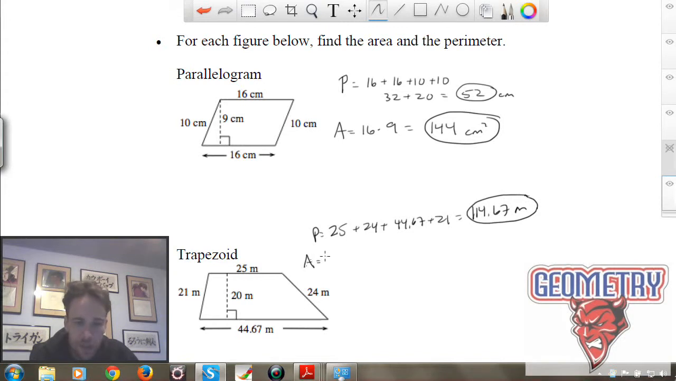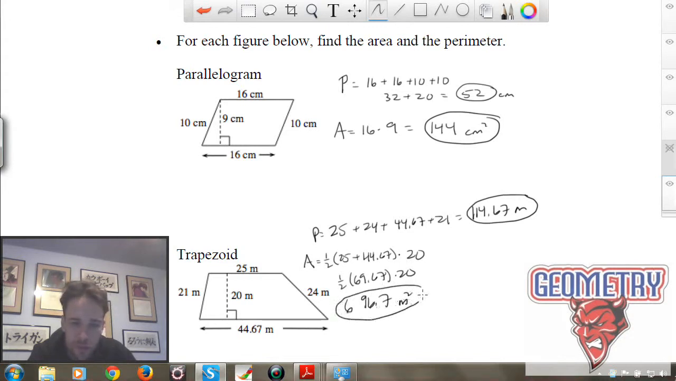And the area for a trapezoid is 1/2 the sum of the bases, so 25 plus 44.67, times the height, which is 20 there. So let's add the bases together: 25 plus 44.67 is 69.67. And then we'll divide that by 2 and times it by 20, which ends up being 696.7 square meters for the area there.